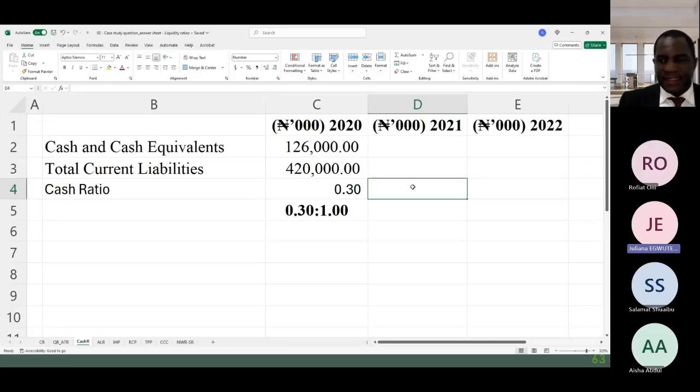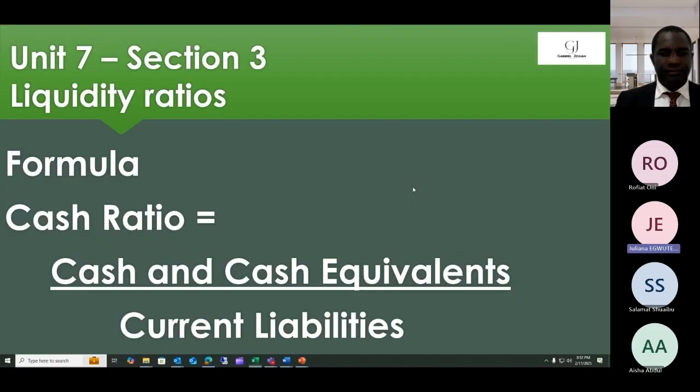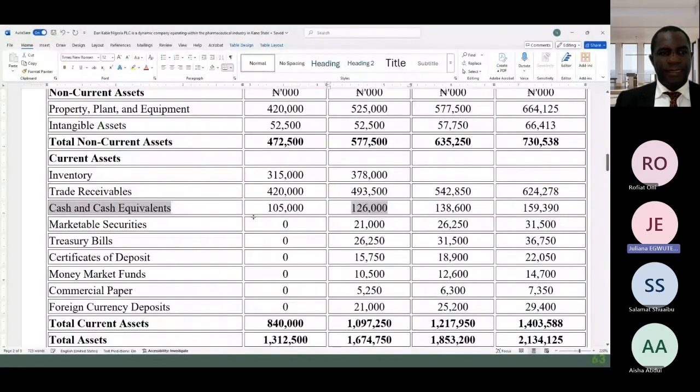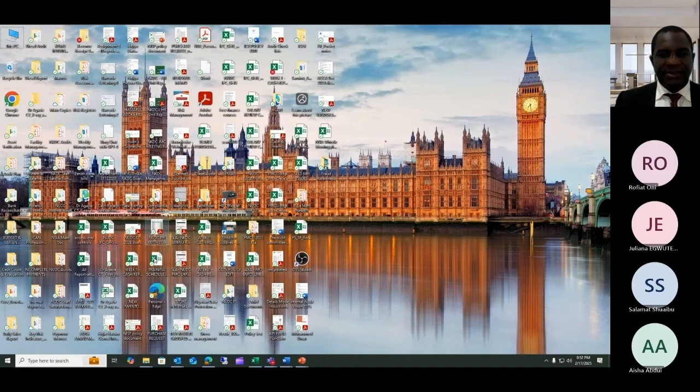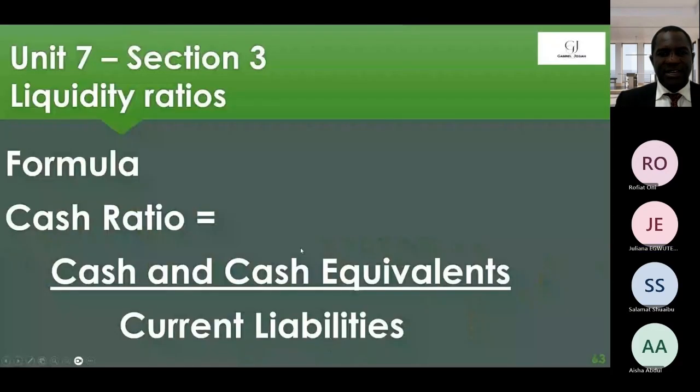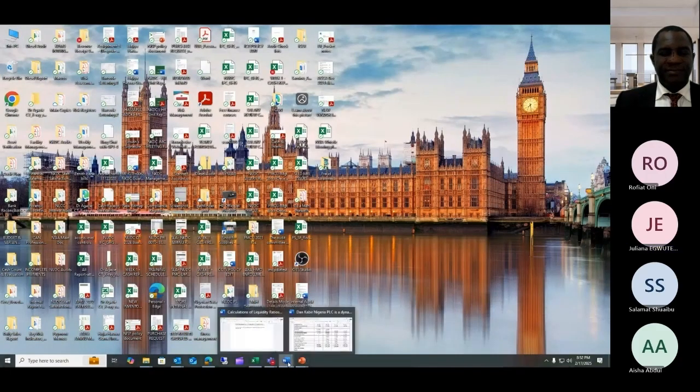Question, sir. Hello, sir. You said we're going to use only cash and cash equivalent, as stated. Is that all? Exactly. Nothing more than that. We're not going to add anything. Just cash and cash equivalent, like it's stated on the formula. So we have cash and cash equivalent. Okay, sir.